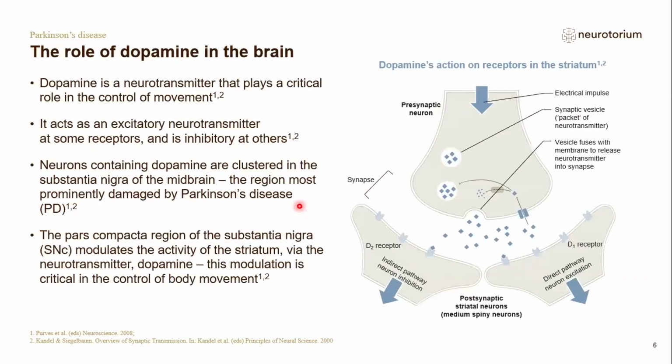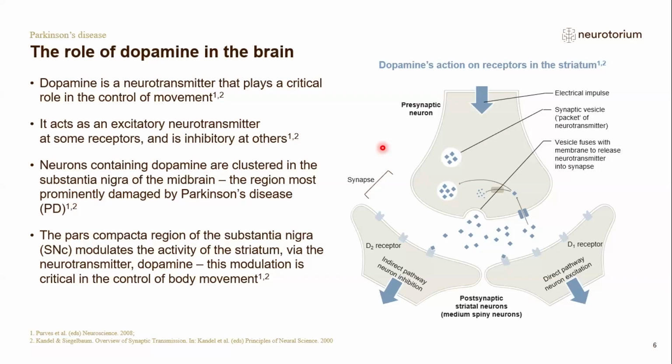So what is the role of dopamine? We know that dopamine, of course, plays a critical role, especially in control of movement. We have seen it is very important in both the direct and indirect pathway. And it can work on different receptors depending on if the receptor is excitatory or inhibitory. D1 is excitatory, D2 is inhibitory.